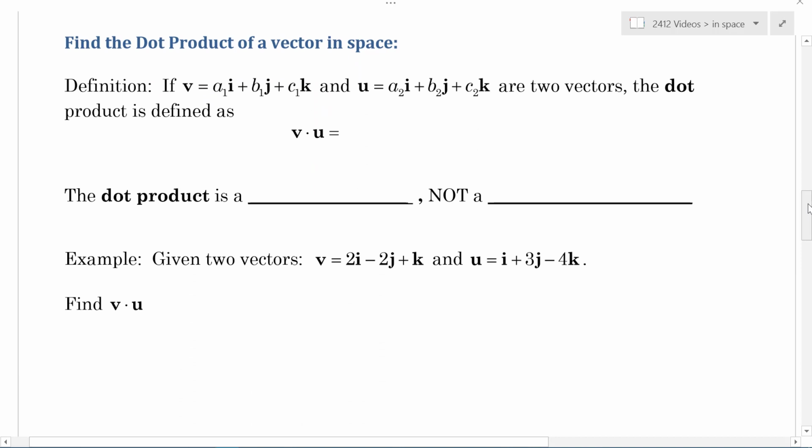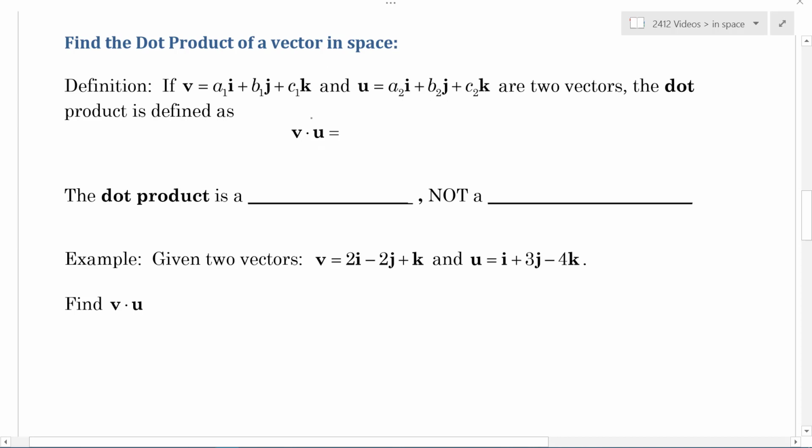Finding the dot product of a vector in space is actually pretty much exactly the same as it was when we were doing it in 2 dimensions. So we're going to take two vectors. We have vector v and vector u. And we have a1, b1, c1. Those are the numbers in front of i, j, and k for that first vector. For the second vector, we have a sub 2, b sub 2, c sub 2. And those are the numbers in front of i, j, k.